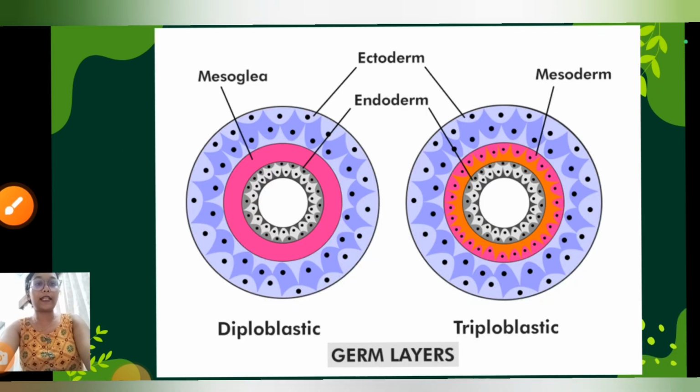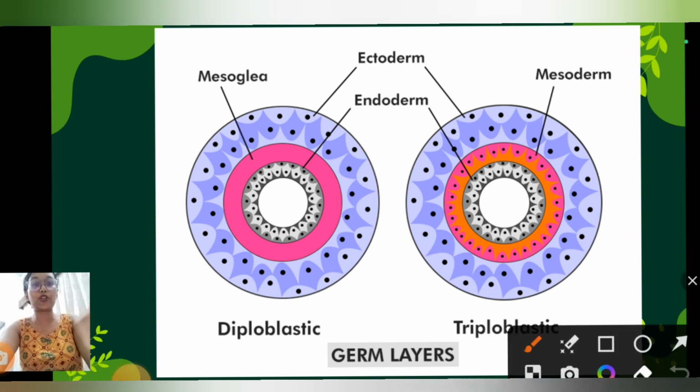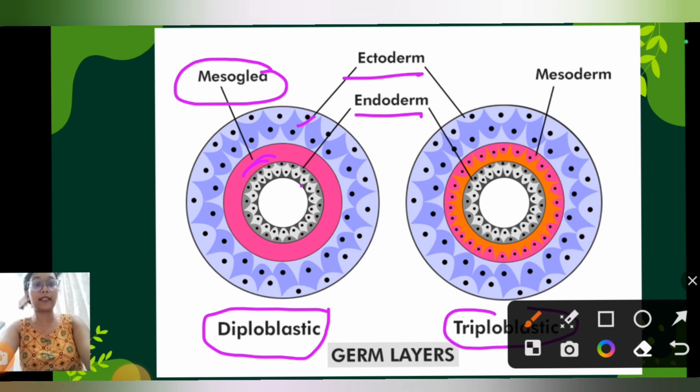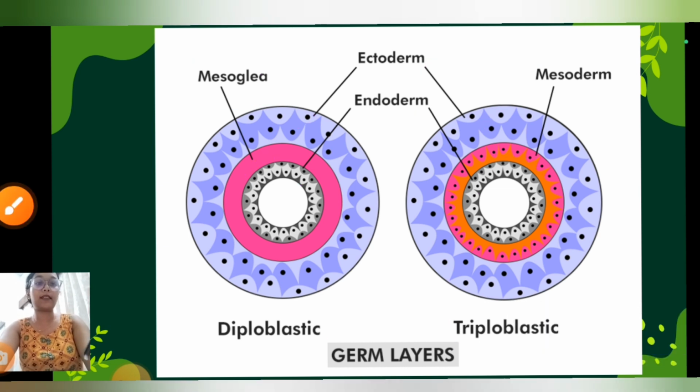Then moving on to the next slide. This is the picture showing diploblastic germ layers, that is mesoglea, the undifferentiated layer in the middle, ectoderm the outer one, endoderm the inner one. This is triploblastic, where you can see the middle mesoderm, the outer ectoderm and the inner endoderm. Is it clear? This is the diagram beautifully showing the diploblastic and triploblastic germ layers.